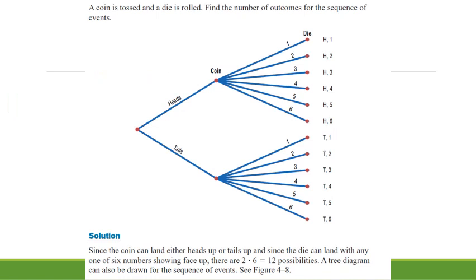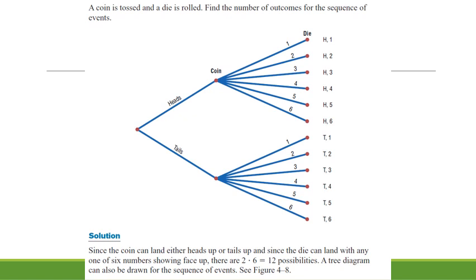Find the number of outcomes for the sequence of events. We all know that in a coin, we have two outcomes, which is the head and the tail.